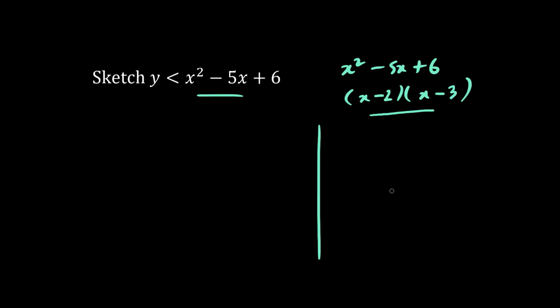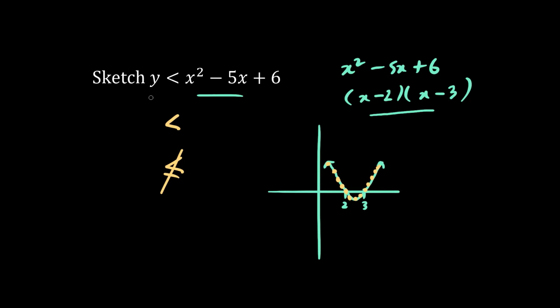So when we sketch the parabola, we have x-intercepts at 2 and 3. So the parabola opens up this way. Now because the graph is less than, it is not less than or equal to, we're not actually going to include this boundary line. So let's redraw the parabola using a dotted or dashed line.